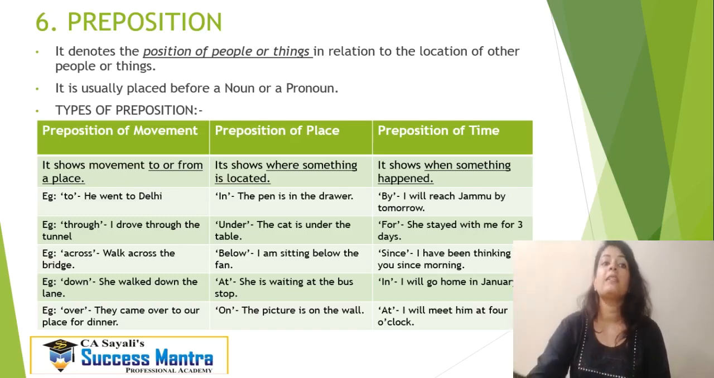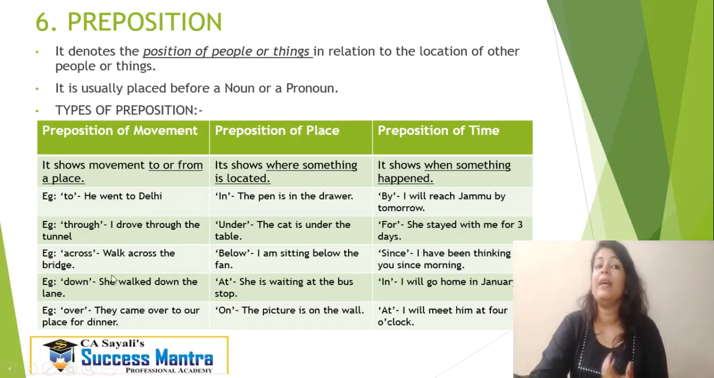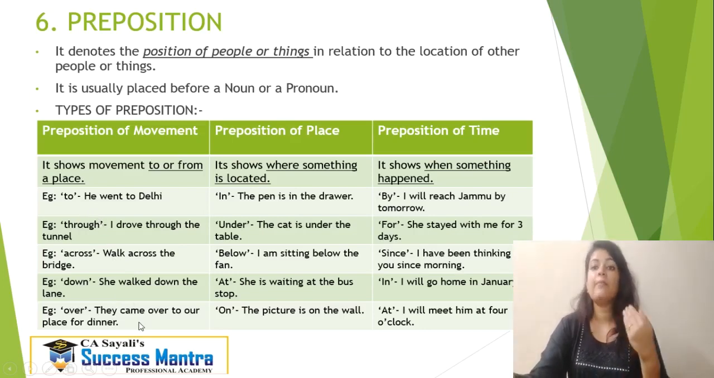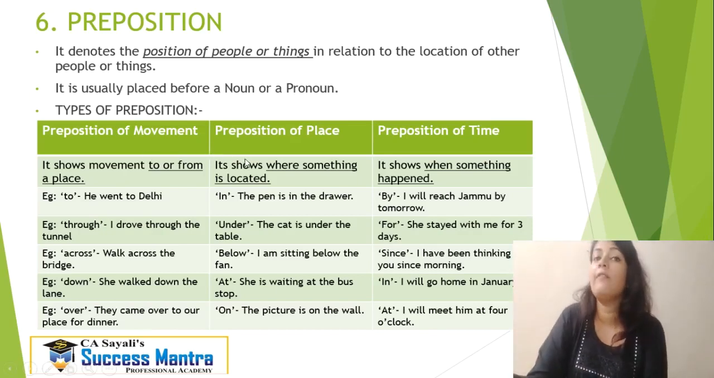Okay, एक और example है इसका across, और एक example है down. ओके, और एक और example है over. तो ये जो कुछ words हैं such as to, through, across, down, over, ये ऐसे prepositions हैं, it tells you, it shows you the movement from one place to another place. Next one is preposition of place.